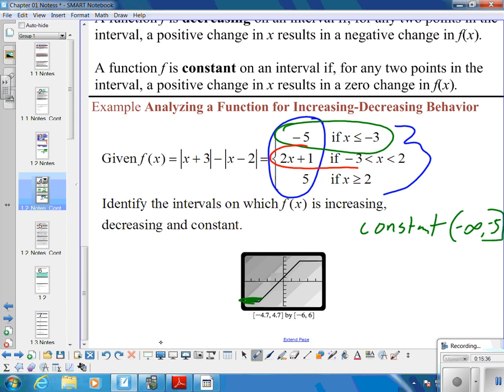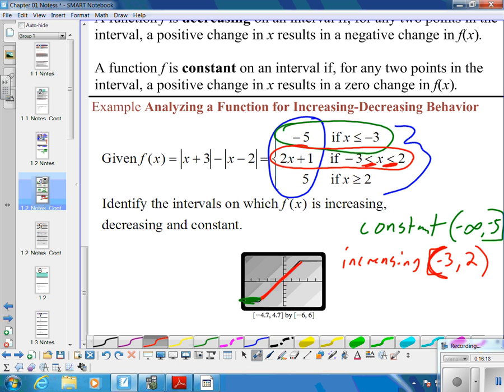Then the next part tells me y equals 2x plus 1 is the graph I will have for the x values from negative 3 to 2. Well, the graph y equals 2x plus 1 I know is the graph of a line with a positive slope of 2. So that's this part right here. So that's increasing. So we would write increasing from negative 3 to 2. Again, you could use parentheses or brackets. I kind of look at what's shown up here in the range to determine mine, but I'm not going to be real picky on that.